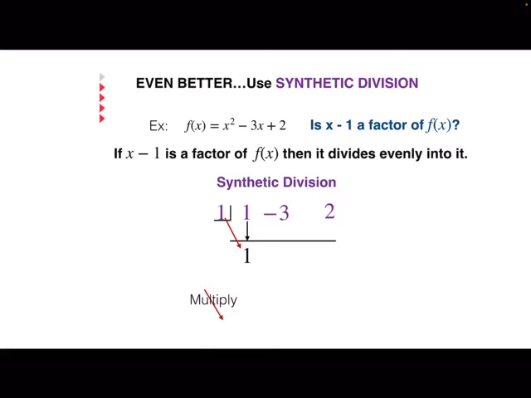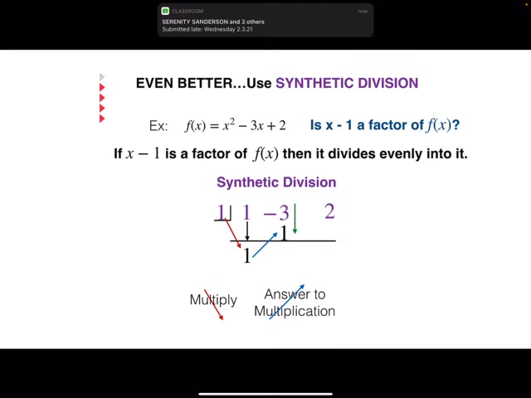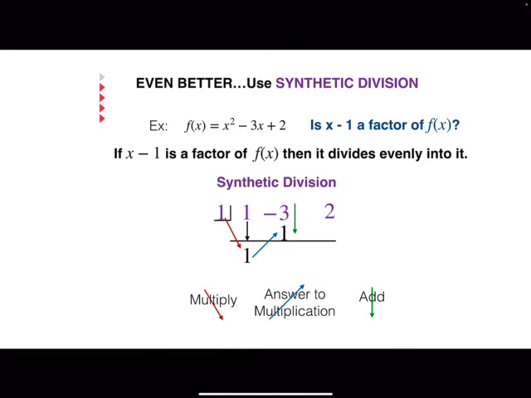Throughout this little example here, anytime you see that red arrow, that's a multiplication. So we're going to take 1 times 1. You take the answer to that and you put it underneath the next coefficient. So that blue arrow means this is where you put the answer to the multiplication. So right below that negative 3, we're going to just put a 1, the 1 times 1 we just did. And then the green arrow here means add. So we go negative 3 plus 1, and that's a negative 2.